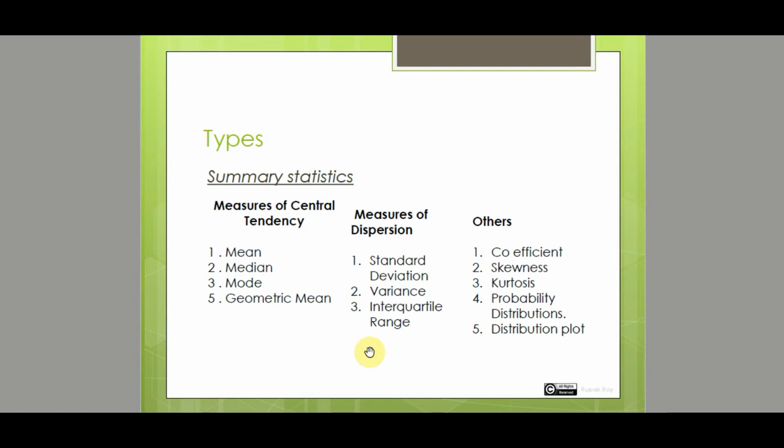Summary statistics are categorized under measures of central tendency, which is further subcategorized as mean, median, mode, geometric mean. Then the second is measures of dispersion, which is divided into standard deviation, variance, interquartile range, and also others like coefficient, skewness, kurtosis, probability distribution, and distribution plots.